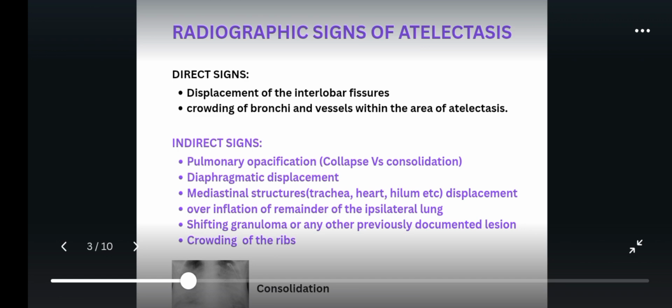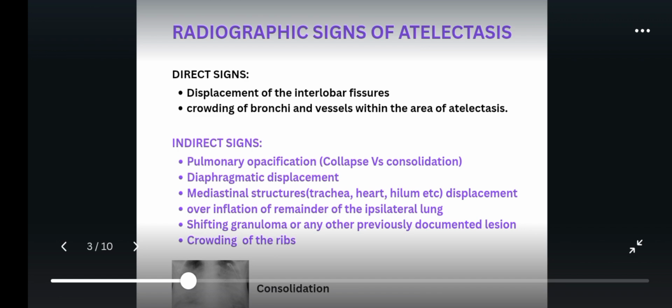Where there is crowding of vessels or bronchi, then we'll have to suspect there is probably collapse of the lung, because these bronchi and the vessels are trying to accommodate themselves in the small area that they have been collapsed into. Indirect signs include pulmonary opacification, which is the one we commonly see. But we have to be careful to be able to differentiate pulmonary opacification that is caused by consolidation, which does not involve collapse, and the one that actually involves collapse.